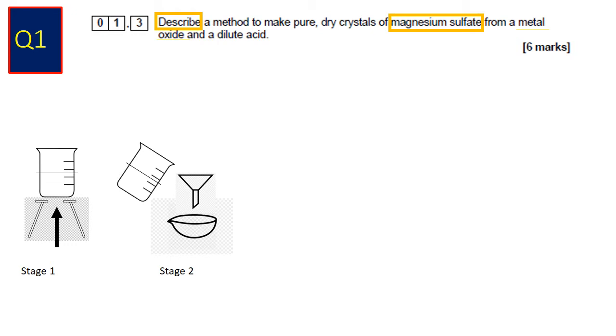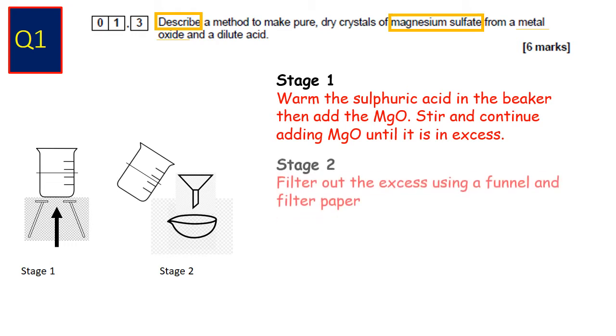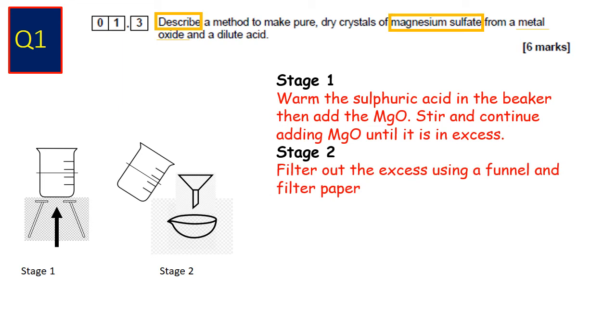So stage 1, you're going to warm the sulfuric acid in the beaker, and then you're going to add the magnesium oxide. You're going to stir it and continue adding the magnesium oxide until it is in excess. So you'll see little deposits on the bottom of the beaker. They're not reacting, they're not disappearing when you put them in. You then want to filter out that excess, and you're going to use a funnel and filter paper. So you are kind of stating the obvious of some of these steps.